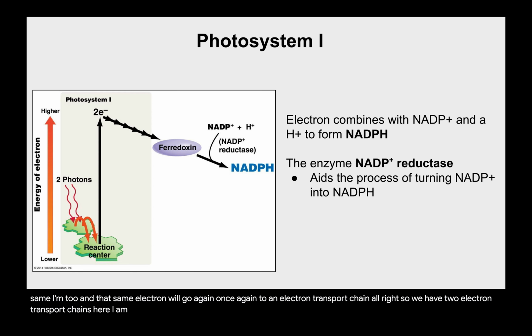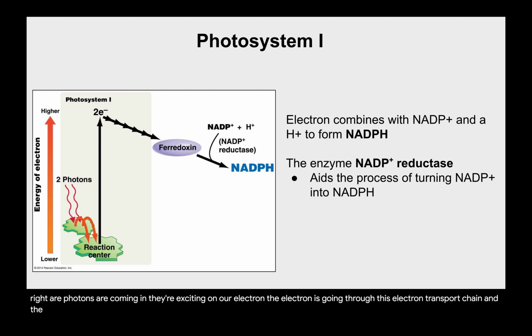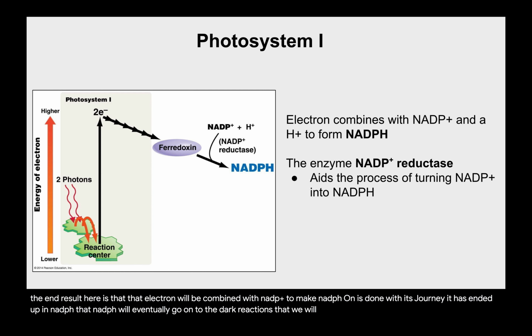All right. This is just another way of showing the electron transport chain. We have our photosystem 1 here, right? Our photons are coming in, they're exciting our electron. The electron is going through this electron transport chain, right? And the end result here is that that electron will be combined with NADP plus to make NADPH, right? So that electron is done with its journey. It has ended up in NADPH. That NADPH will eventually go on to the dark reactions that we'll talk about on Monday.